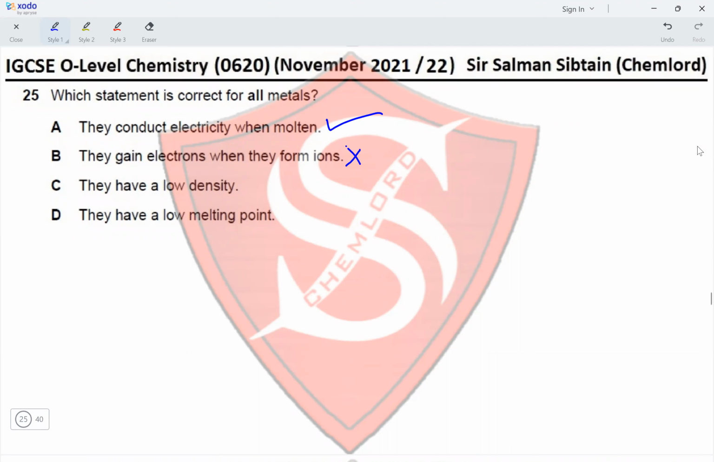No electrons are gained. They have a low density. Metals have high densities. Some metals have low densities, like the metals in group 1, but the question was asking which statement is correct for all metals. So except for group 1, all other metals have high densities. They have a low melting point. No, this is incorrect. All metals have high melting point. Therefore, option A is the correct option for this question.